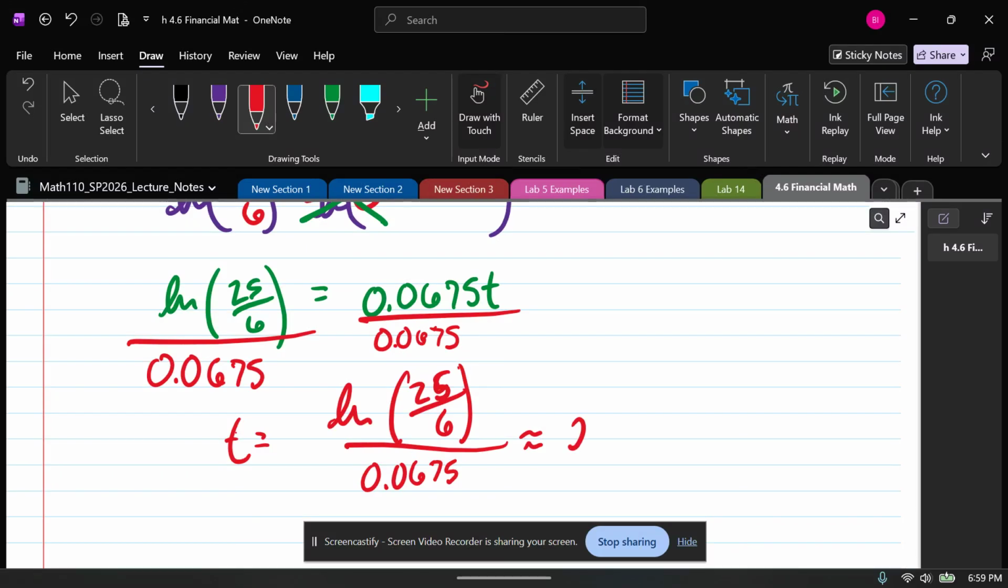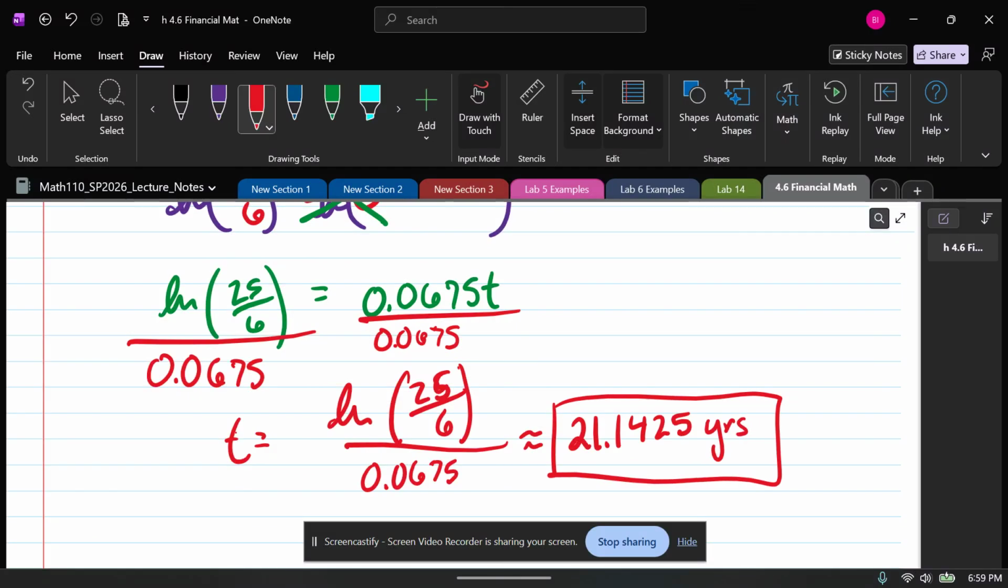That's a little long. I don't know if I could wait 21 years just to get a couple, was it about $4,000 that I was getting? That's an awful long time to wait on $4,000. What's the inflation rate now? Do y'all know?